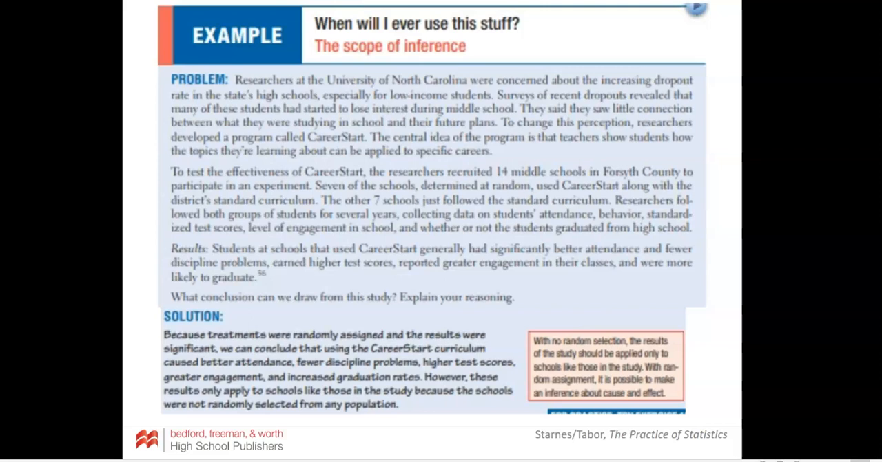So if you go to California and say, I'm going to try Career Start and see if this works, well, you can try it and do another study, but we don't know if it's going to work. We can't make an inference to all of the United States. So everybody should start using Career Start because it's so great, right? In that school district, we can say it caused all those good things to happen. So that's how scope of inference works.